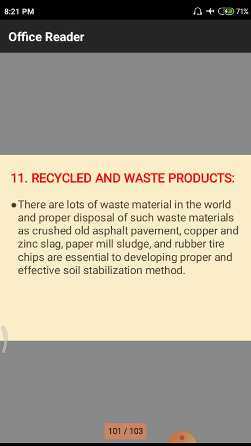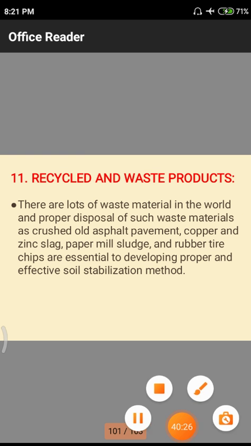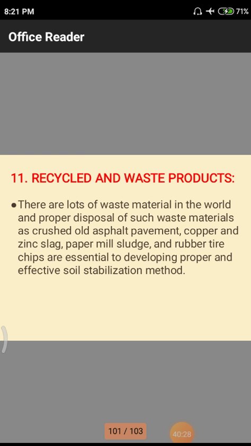Next, the last thing is recycled and waste products. How we have to utilize these recycled and waste products in our densification techniques. There are a lot of waste materials in the world, and there is no proper disposal. Such materials include crushed old asphalt pavement, copper and zinc slag, paper mill sludge and rubber tire chips, and it is essential to develop a proper and effective stabilization method.